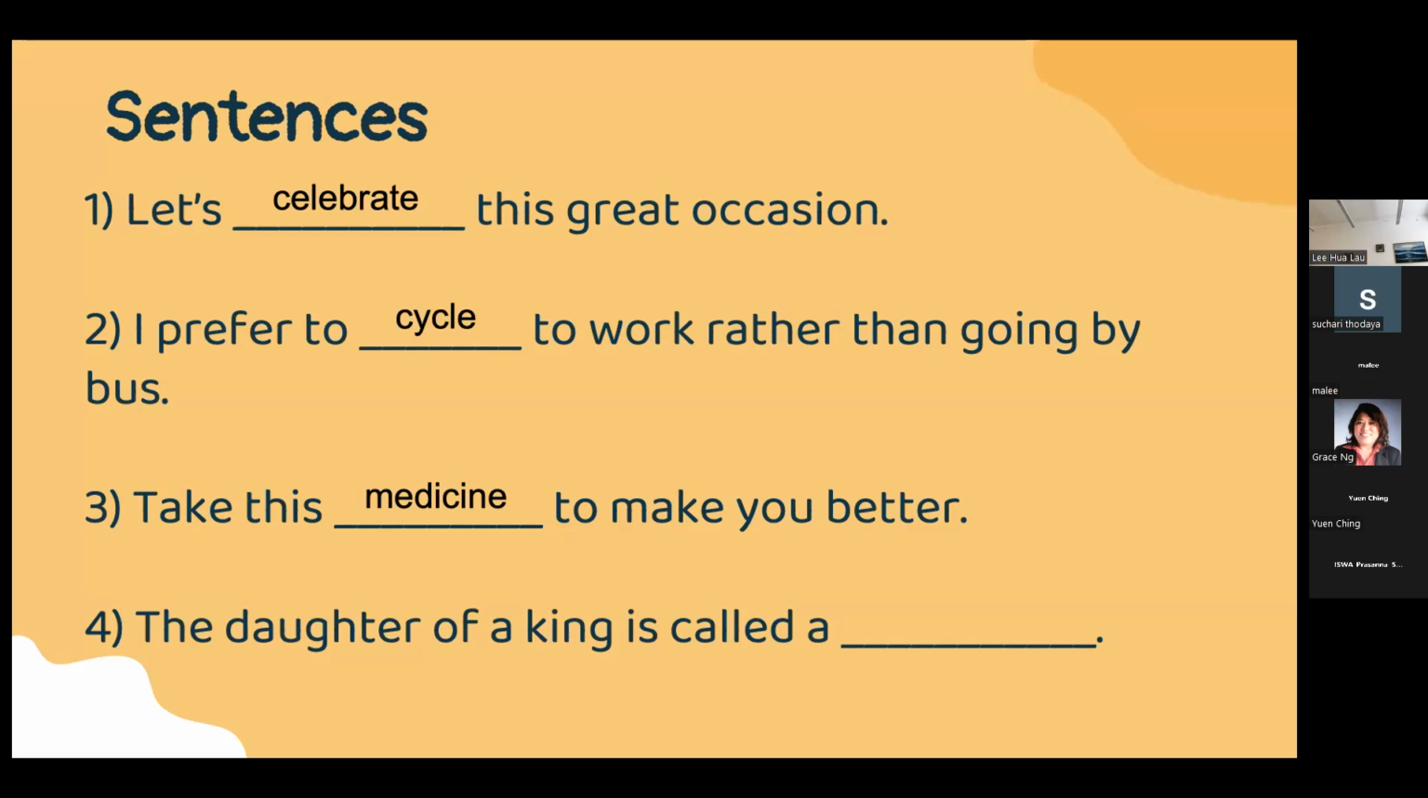Okay, the last sentence. The daughter of a king is called a princess. Thanks, Izumi. Anyone else?